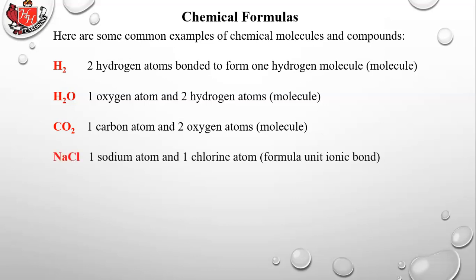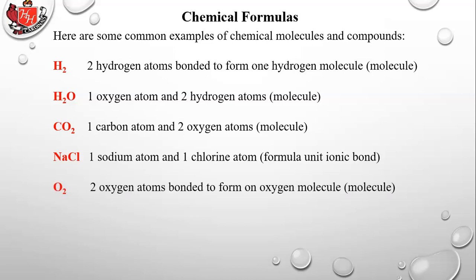NaCl, now that's one sodium and one chlorine. That is an ionic bond. The sodium passed an electron over to the chlorine, as we saw back in the ionic bond lesson. So that doesn't produce a molecule. It produces a formula unit in an ionic bond, and you have a bunch of those in a crystal lattice structure, like apartments in an apartment building. O2, similar to H2, two oxygen atoms bonded to form one oxygen molecule.